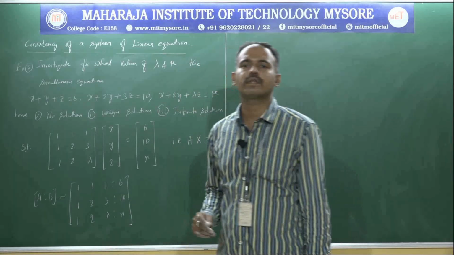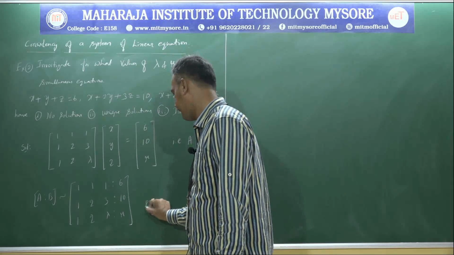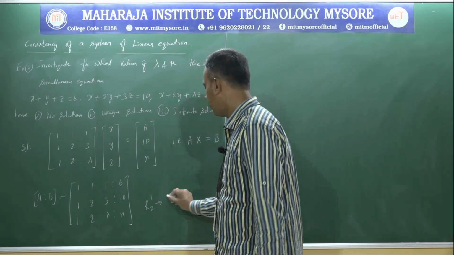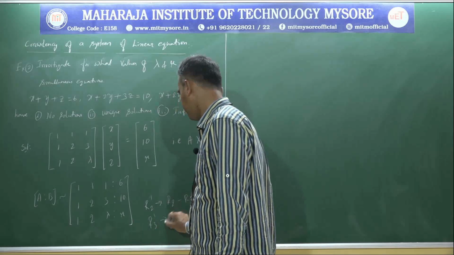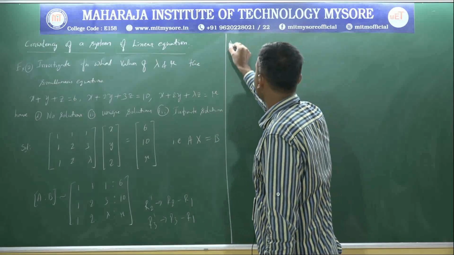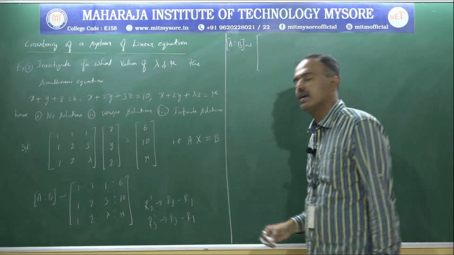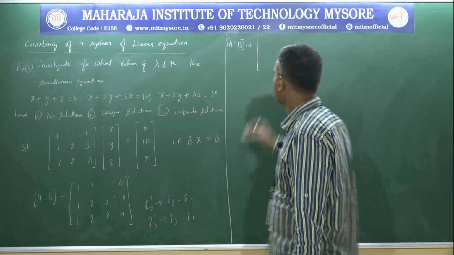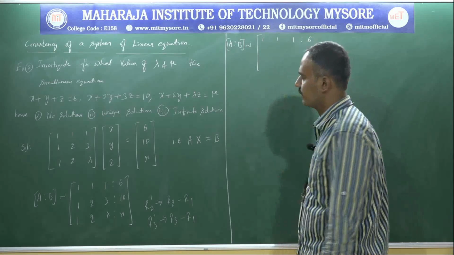How to reduce it to the row reduced echelon form: we apply the row transformations R2' = R2 - R1 and R3' = R3 - R1. After the transformation, the augmented matrix changes. The first row elements have no changes, same as it is.